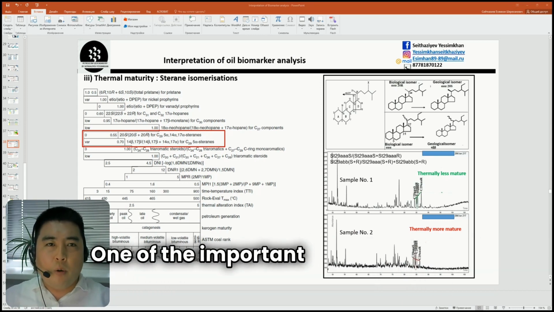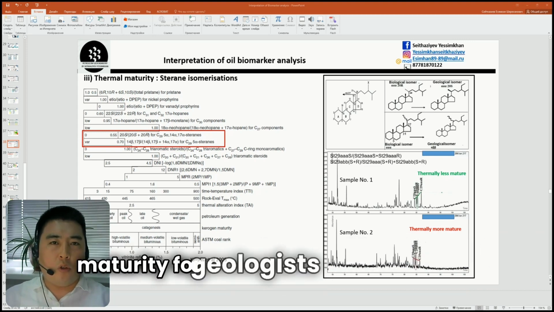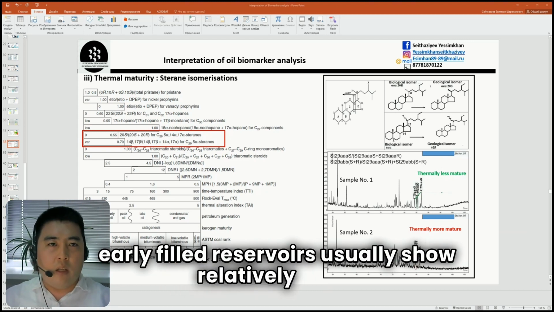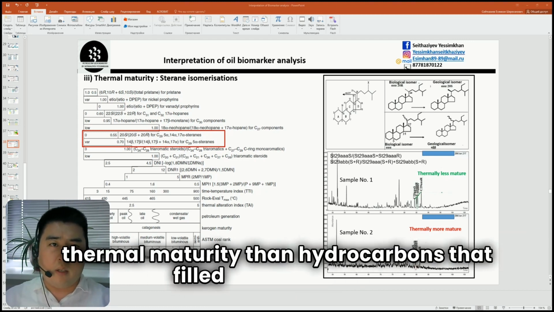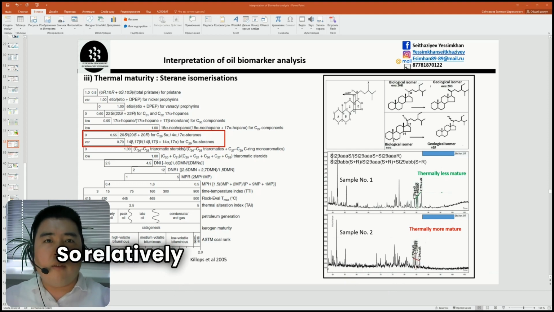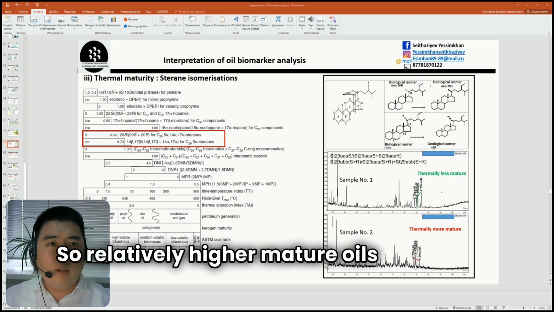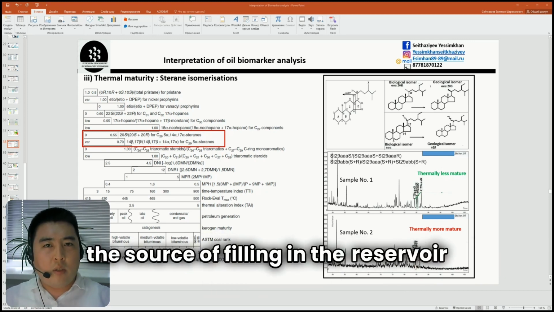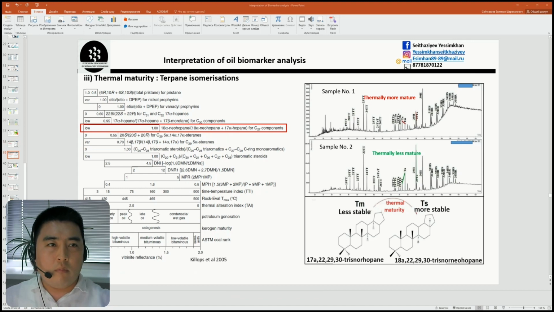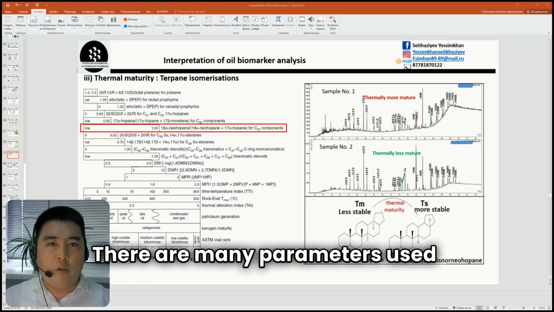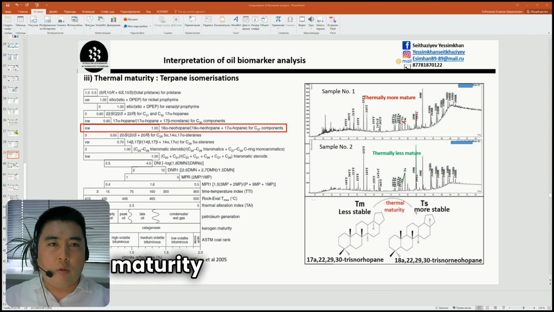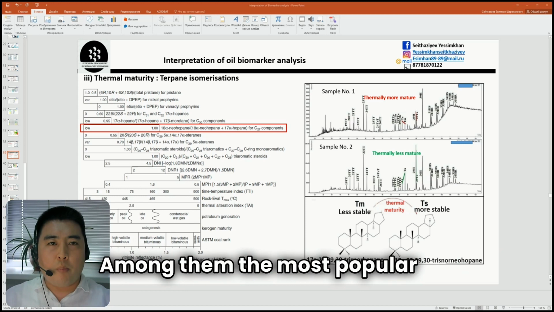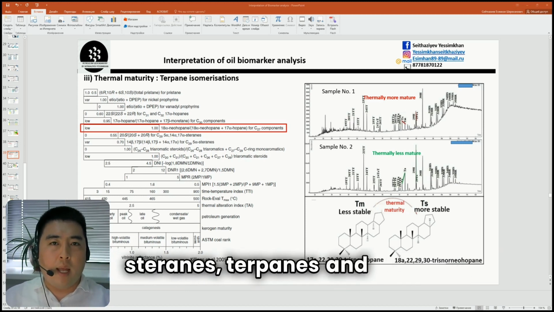One of the important implications of thermomaturity for geology is that oils from early filled reservoirs usually show relatively lower thermomaturity than hydrocarbons that fill the reservoir later. So relatively higher mature oils are usually found near the source rock feeding the reservoir, or kitchen. There are many parameters used to determine thermomaturity of oil, as you can see on the left side of the slide. Among them, the most popular are steranes, terpanes, and so on.